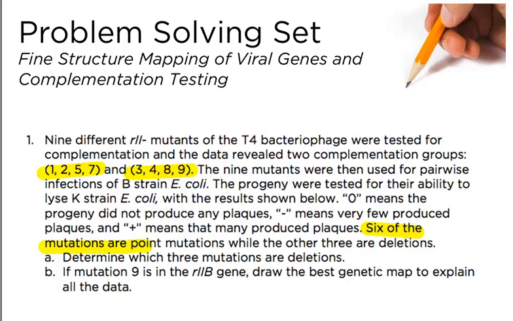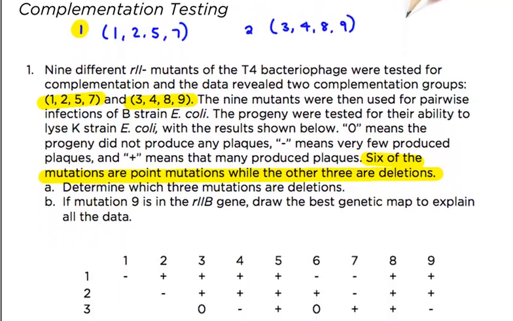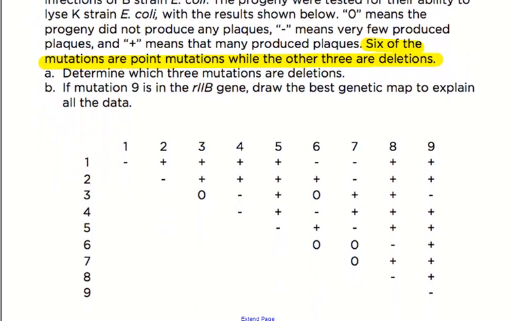So I'm just going to highlight some important facts. Through the complementation data, they found 2 different complementation groups. Now remember that each complementation group is a gene. So we know that one gene, say gene 1, has mutants 1, 2, 5, and 7. And gene 2 has mutants 3, 4, 8, and 9.